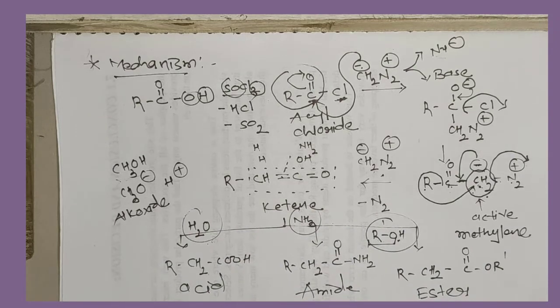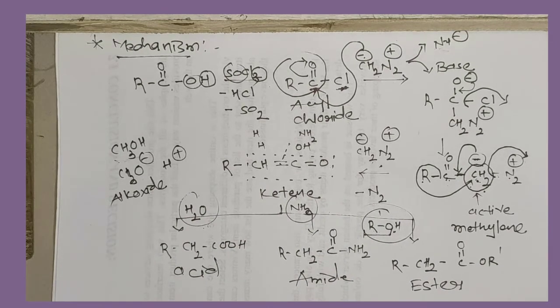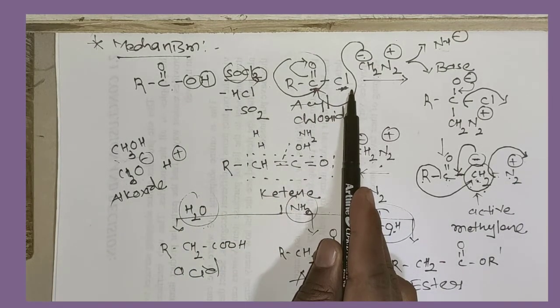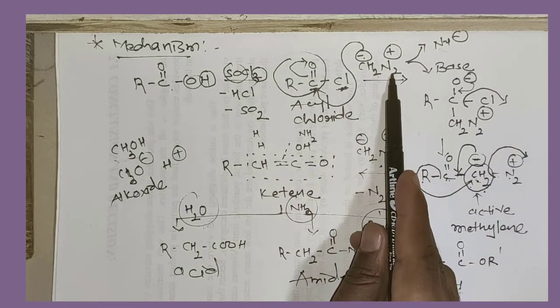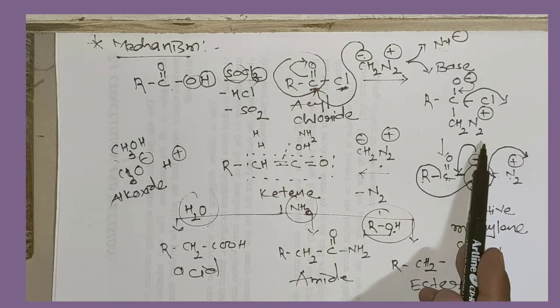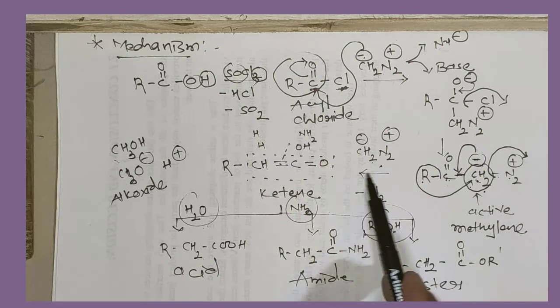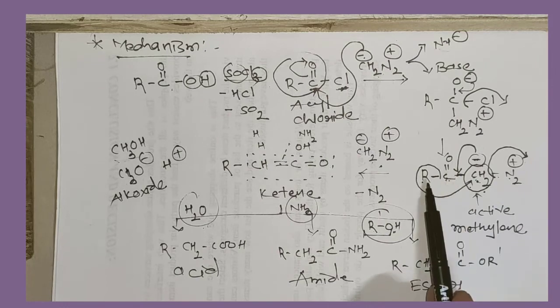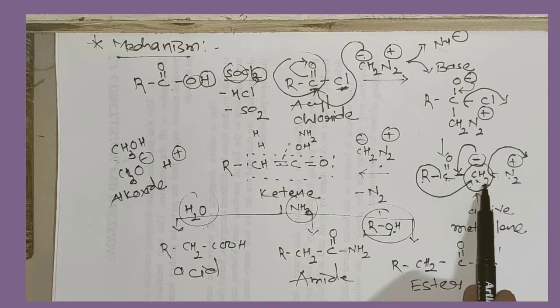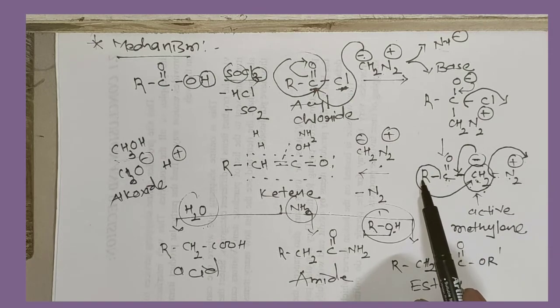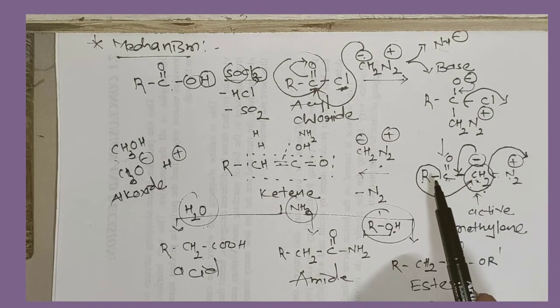Clear? So this is the complete mechanism of the Arndt-Eistert reaction. The first step, reaction with SOCl2, gives acyl chloride. After that, it reacts with diazomethane, where diazomethane acts as a nucleophile, so it gives this intermediate product. After that, diazomethane acts as a base, abstracts the proton, which acts as a driving force. This bond transfers to here, and the R group transfers from the carbonyl carbon to this carbon. So this shift is known as an anionic shift. As we discussed in earlier reactions, this shift is anionic because R is transferred from this carbon to this carbon with its bonding electron pair.